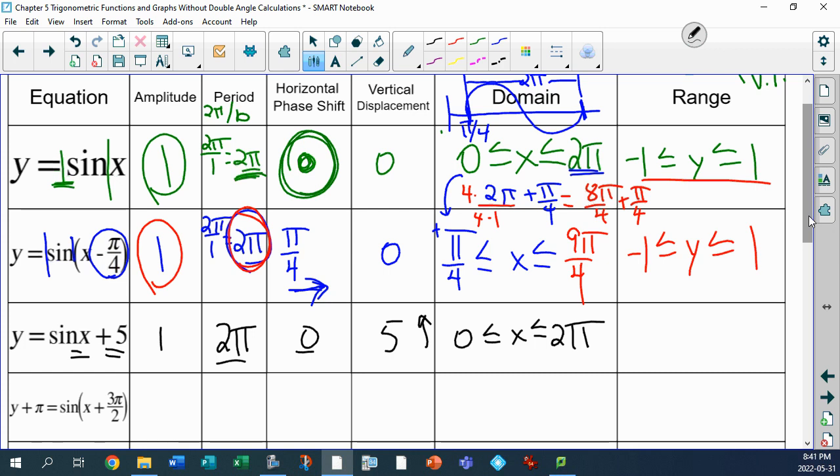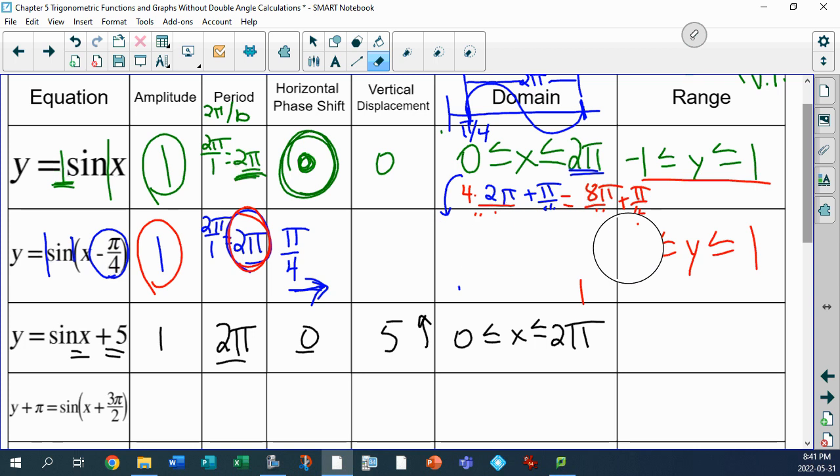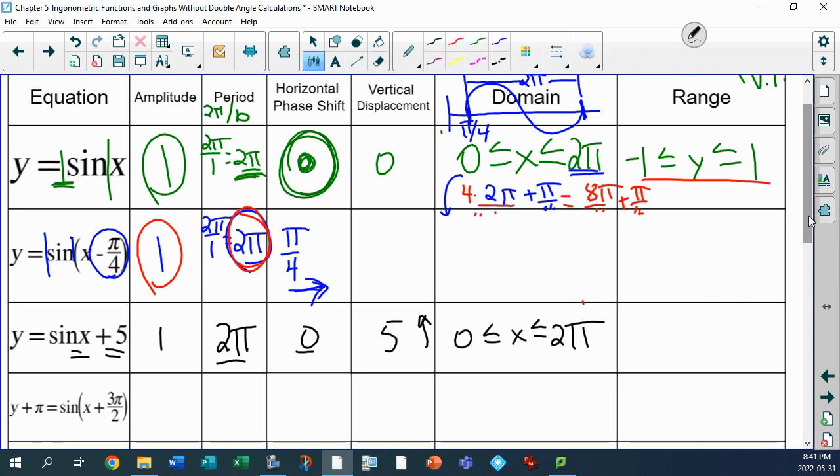Well, let's think about this for a second. Let me get rid of this stuff so I can just draw it out so you can see it a little bit easier. Okay, think about this. I am now at a midline. Remember, your D value is the midline. So what does this mean? My midline here is at 5. My amplitude is 1. So add 1 to 5. My highest point is going to be 6. Subtract 1 from 5. My lowest point is going to be 4.